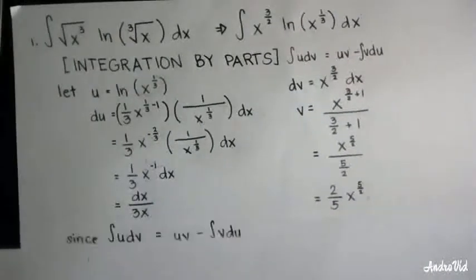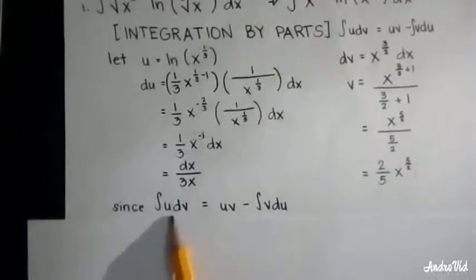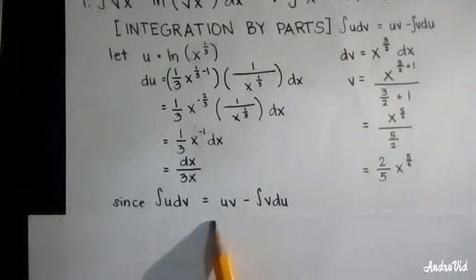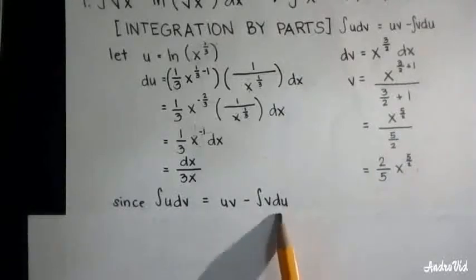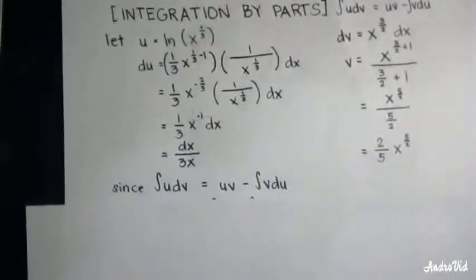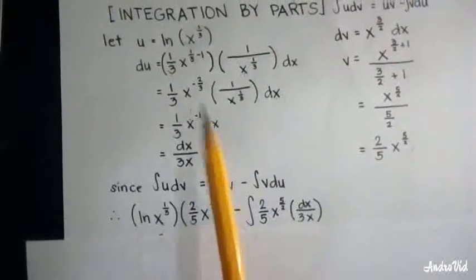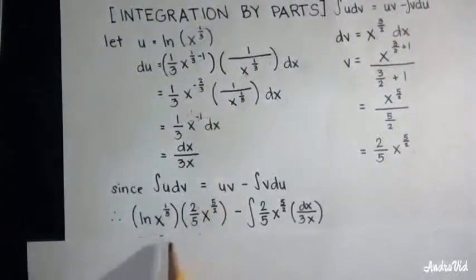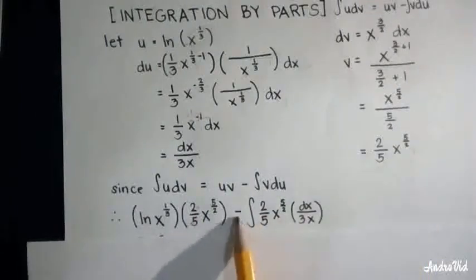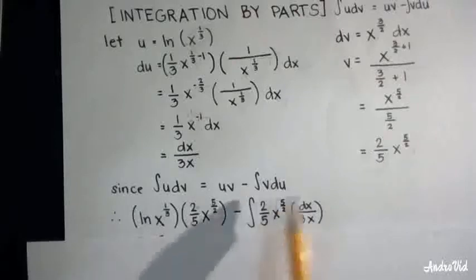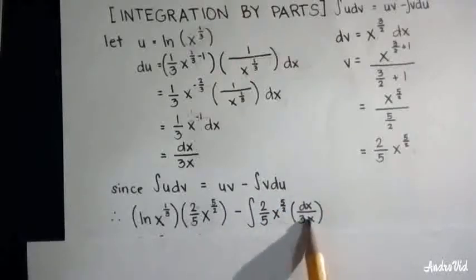So since we know that the integral of u dv is equal to uv minus the integral of v du, we're just going to plug in those values here. We have u, ln x raised to 1/3, v, 2/5 x raised to 5 halves, minus the integral of v, 2/5 x raised to 5 halves, and du, dx over 3x.